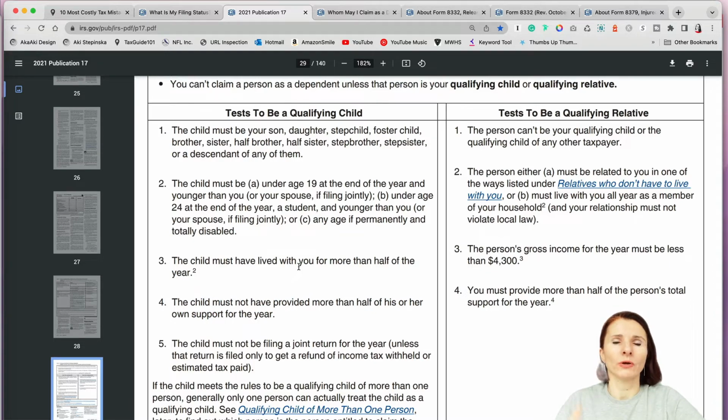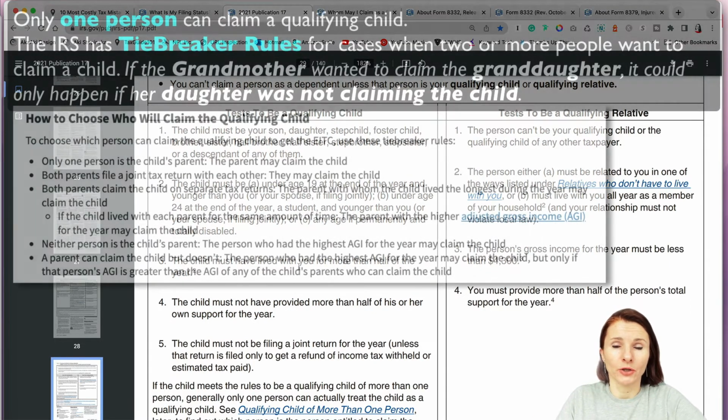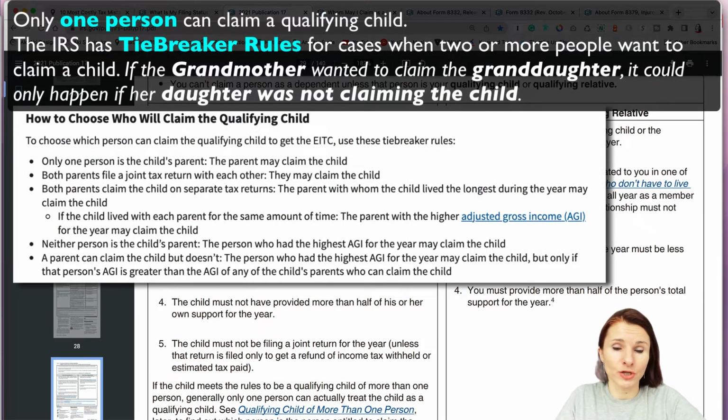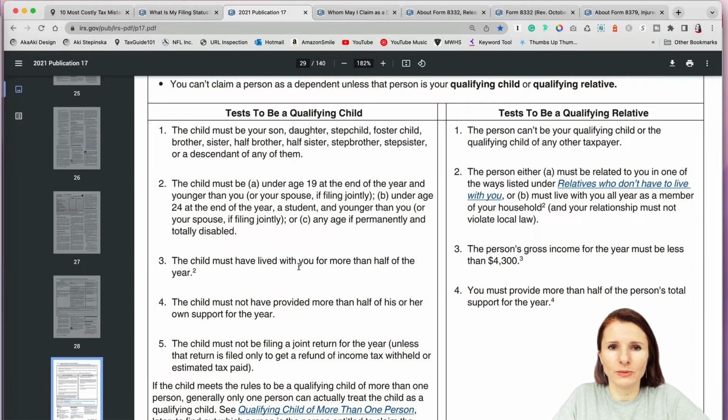Maybe you're a grandma, and your daughter is living with you and she has a child, and your daughter doesn't have a job. Maybe you should be claiming your grandchild. So those are situations where you might be either claiming or not claiming a dependent correctly. So it's very important in the tax software: the software will provide you with some questions, and you just have to make sure you answer them correctly.